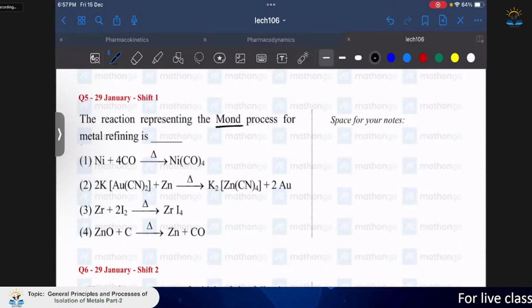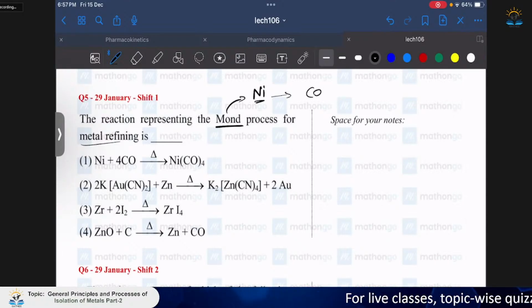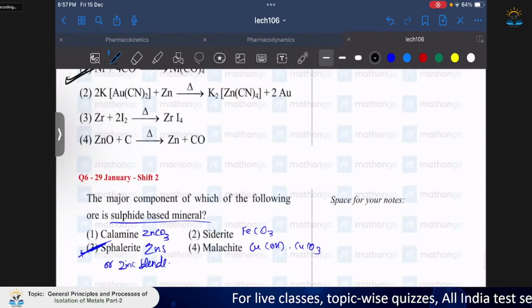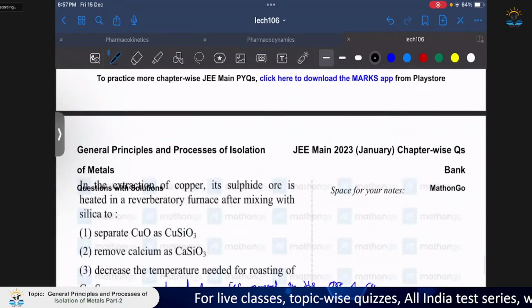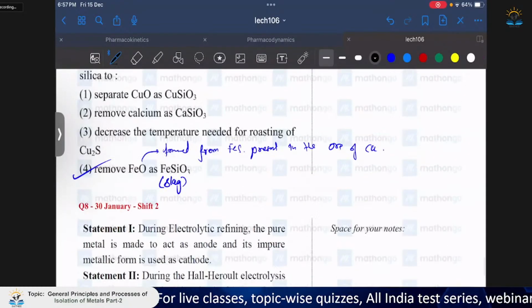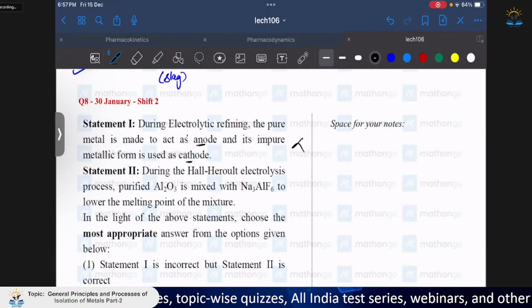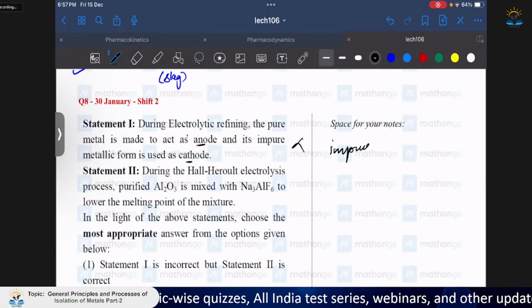Mond's process is used for refining what? Nickel. In Mond's process, nickel with carbon monoxide will form a complex, which is this. This is the correct one. Then, during electrolytic refining, pure metal is made to act as anode, and impure metal as cathode. This is wrong. Impure is anode.